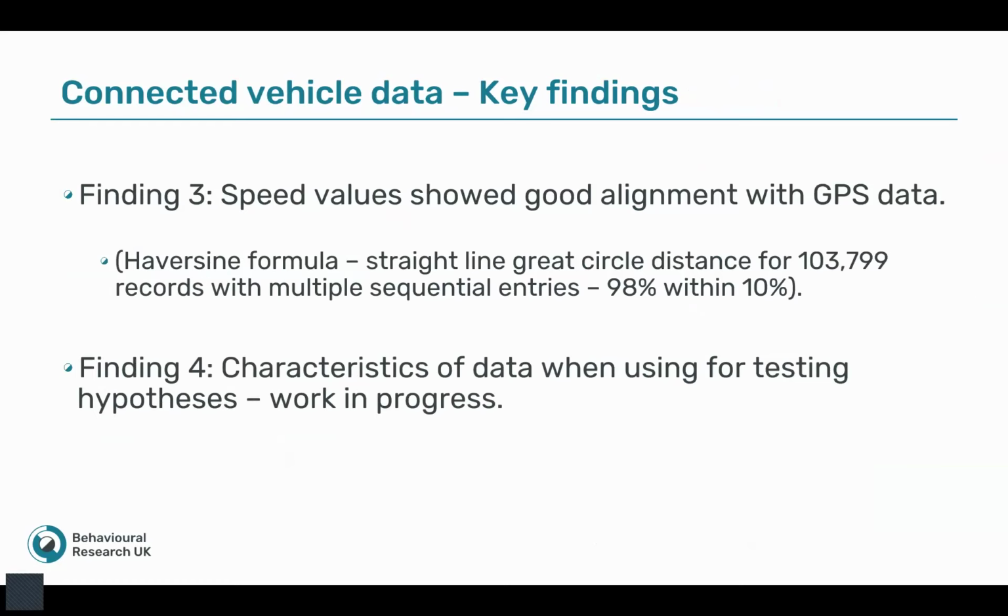Good alignment from the speed data as well with GPS data. So we're able to test directly by looking at physical measurements and calculating speeds themselves, and we find very good alignment from the telematics data with that check. And then the work in progress at the moment is understanding the characteristics of this data and also the object detection data to understand what kind of trials they would support and what kind of study designs they would support.